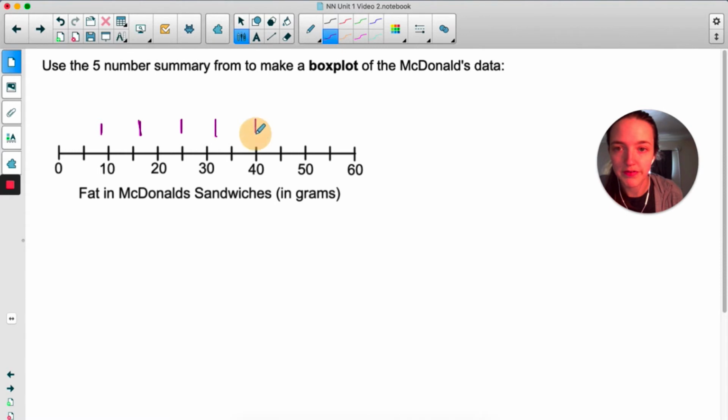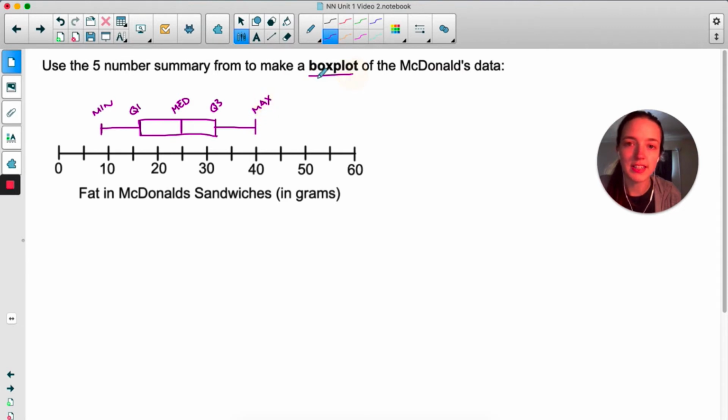Maximum was 40. Okay, now that doesn't look very good. It's hard to see, so what we're going to do is put a box that starts at Q1 and goes to Q3, and then connect these with some lines. If you would like, you can label. We have min, Q1, median, Q3, and max.